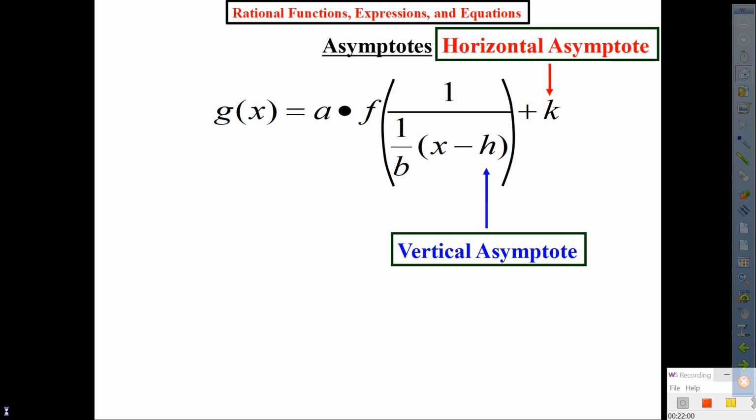So right now I'm going to give you some equations. We're going to do this together to make sure we get familiar with how to identify our asymptotes.